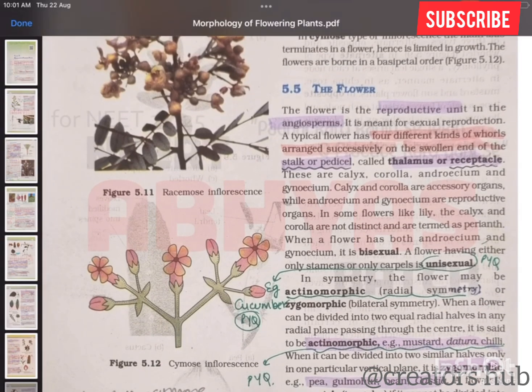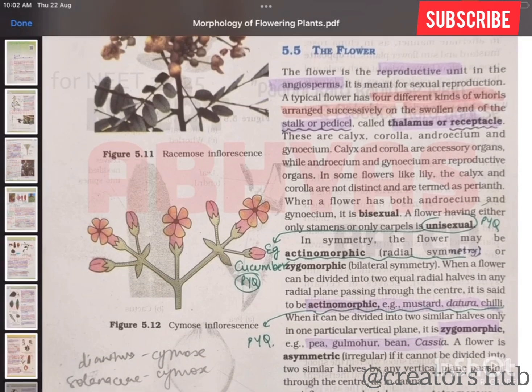The flower is the reproductive unit in the angiosperms. It is meant for sexual reproduction. A typical flower has four different kinds of whorls arranged successively on the swollen end of the stalk or pedicel called the thalamus or receptacle. These are calyx, corolla, androecium, and gynoecium. Calyx and corolla are accessory organs, while androecium and gynoecium are reproductive organs.